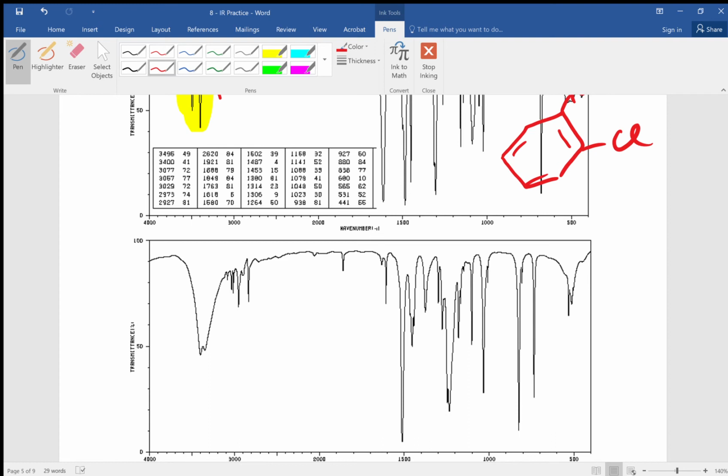Our next one also has those two peaks, but not nearly as pronounced. But that would suggest to me that we are again looking for another NH2 group. And at the bottom right of our choices, we have an amide that has a NH2 group attached.